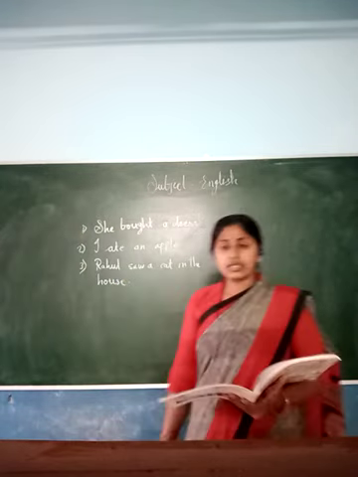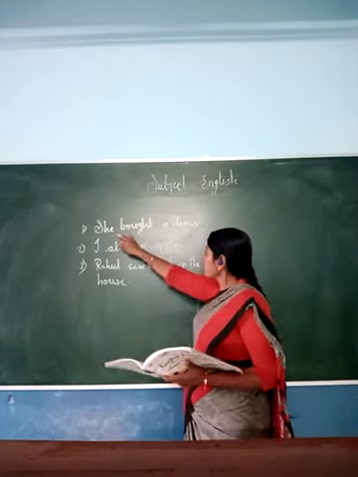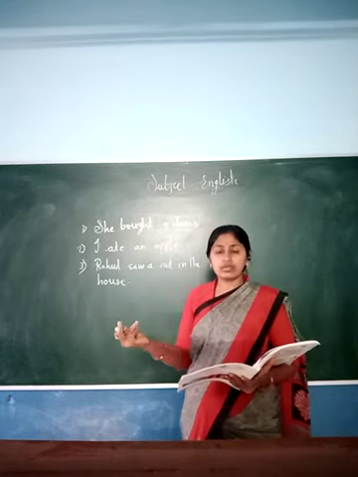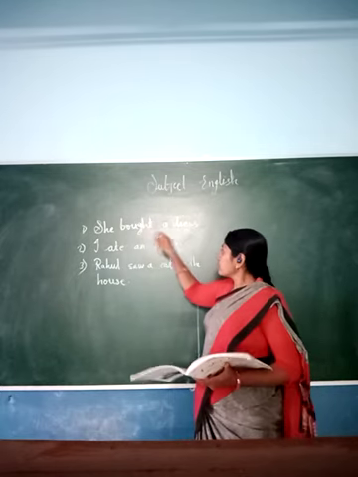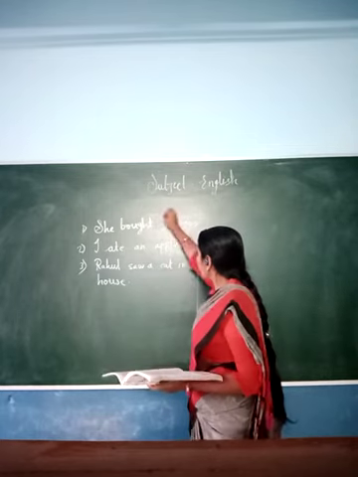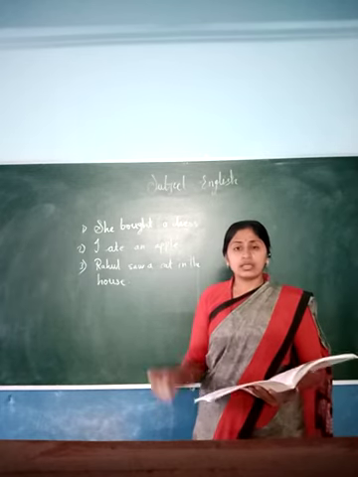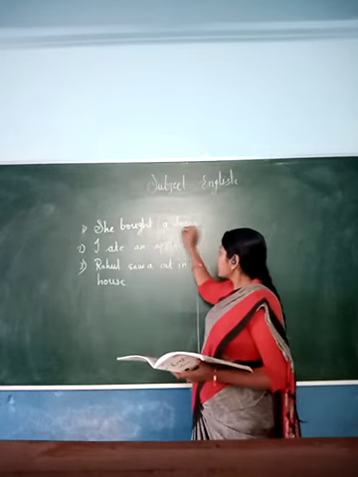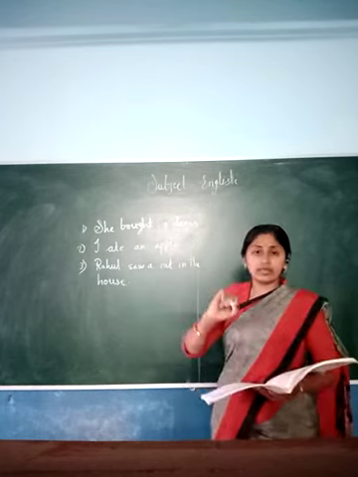I have written a sentence. Now I am explaining one by one. First, she bought a dress. What did she buy? She bought a dress. Here, I have circled here. How many dresses did she buy? She bought a dress. Means one dress here. This word shows this one thing.